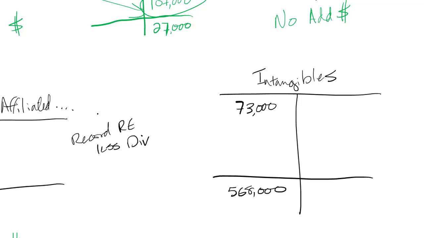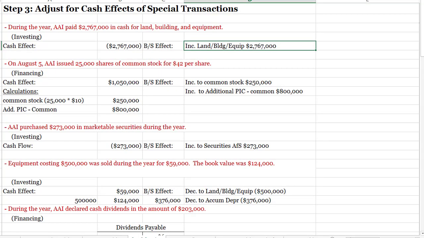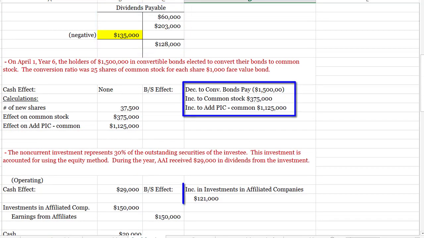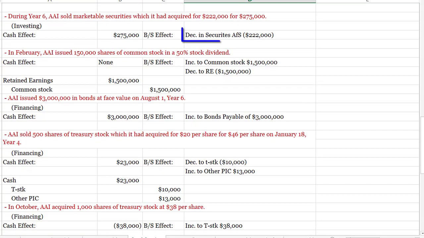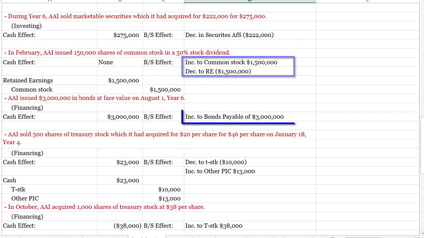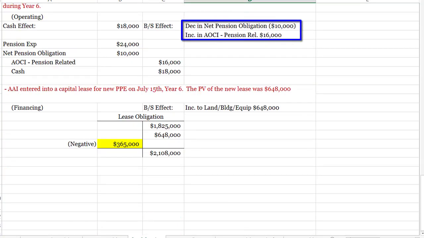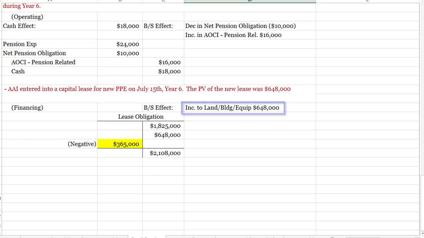And again, we're going to scroll through step 3 and see what we can find. So see, land, building, common stock, additional paid capital, available for sale, land, building, equipment, accumulated depreciation. I don't see anything on this page. Dividends payable, bonds, stock, additional paid in capital, investment in affiliate company. No, there's nothing there. Available for sale, common stock, retained earnings, bonds payable, treasury stock, no, down to treasury stock again, no. Net pension obligation, OCI, there's some land and building and the lease obligation, no, there's nothing there. So I have done nothing so far with intangible assets, at least as far as my step 3 equations go.